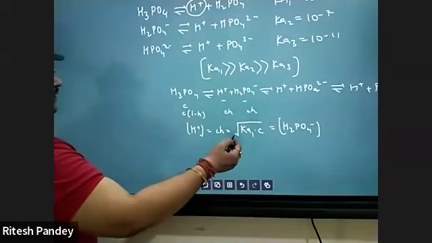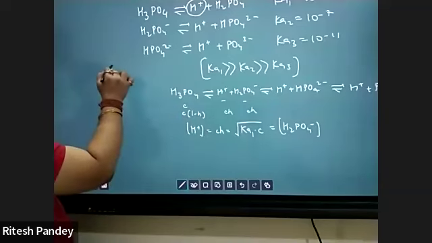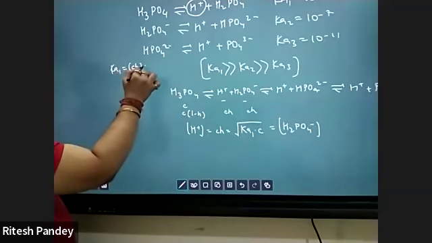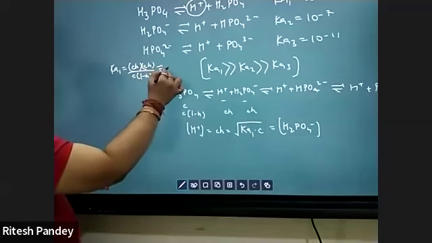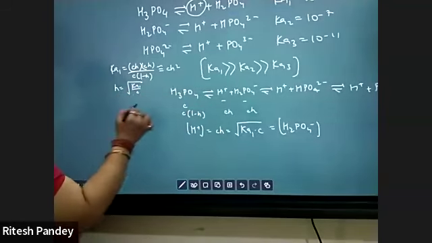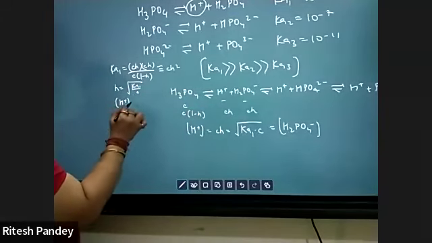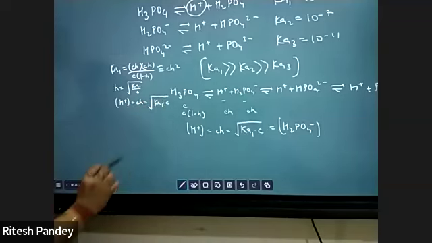Now, this is something I believe is very routine stuff. K1 is CH times CH upon C1 minus H, which is almost equal to CH square. H is equal to root over of Ka1 by C, and H plus, which is CH, is certainly going to be root over of Ka1 into C. I think this is understood by all of you.